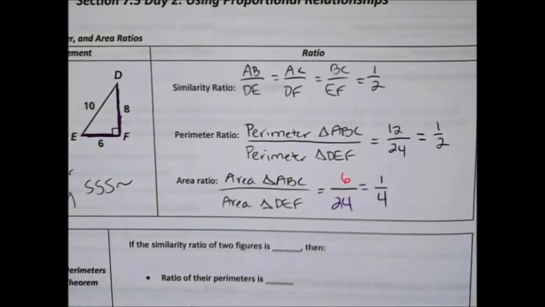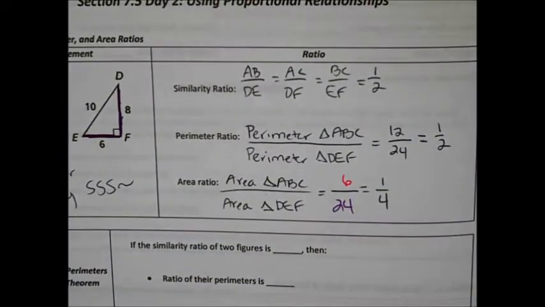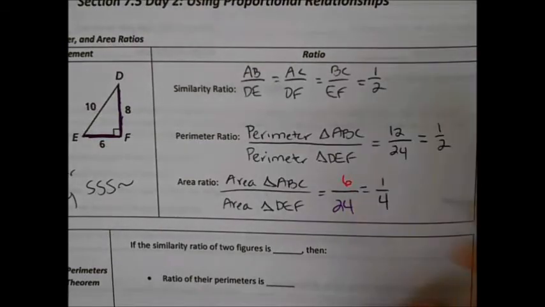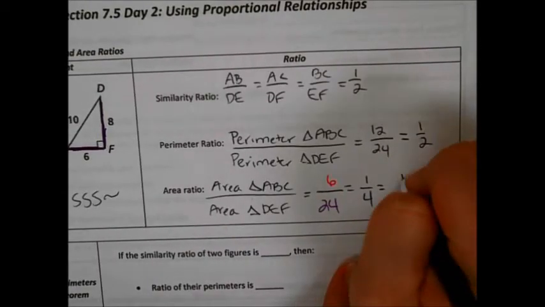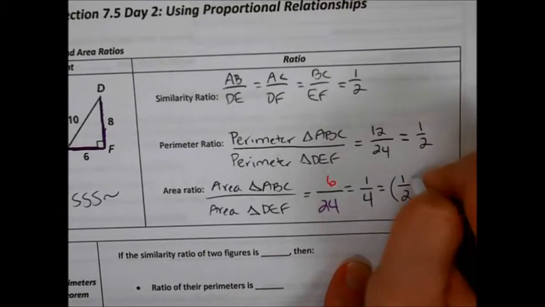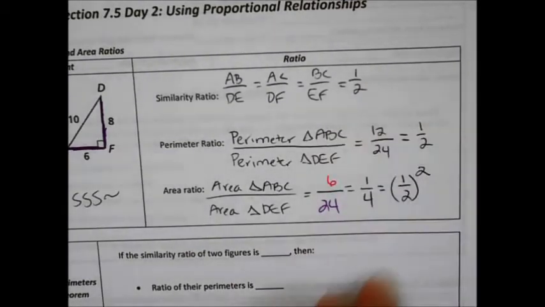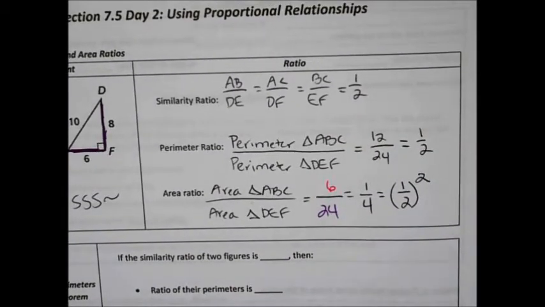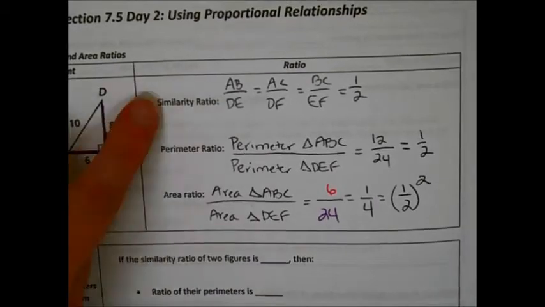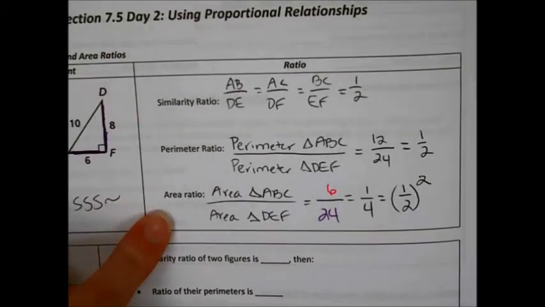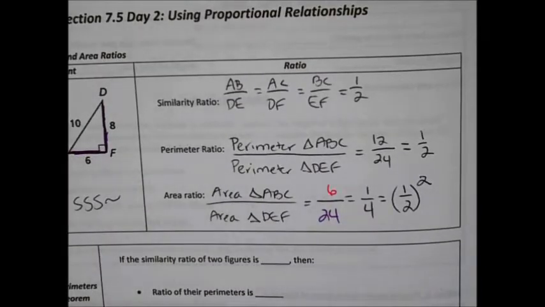Well, that's not the same as the other two ratios that we got, right? It is, however, the same if we made it 1/2 squared. So the relationship between the similarity ratio and the area ratio is that you have to square it, which kind of makes sense because anytime we talked about area, we had the units being squared, right? So it's easy enough to remember.